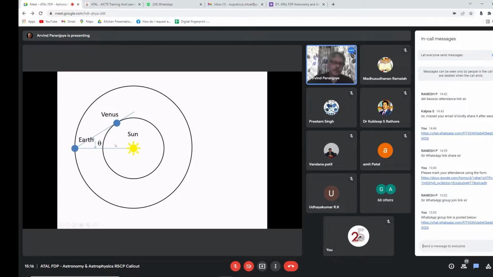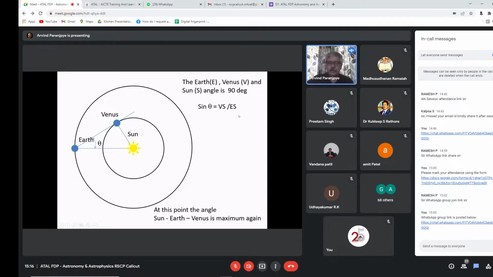What you see here is that when the angle between Venus, Earth and Sun is maximum, the Earth-Venus joining line is tangential to the orbit. At this point, the Earth-Venus-Sun angle is 90 degrees. So now what you have is a right angle triangle.